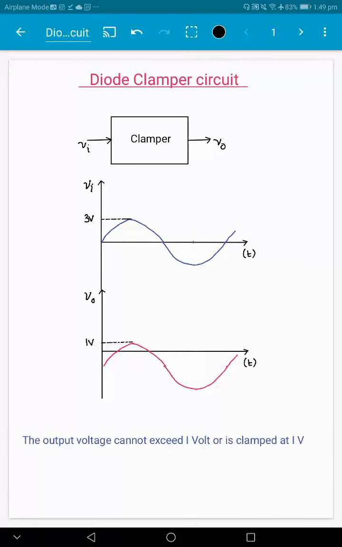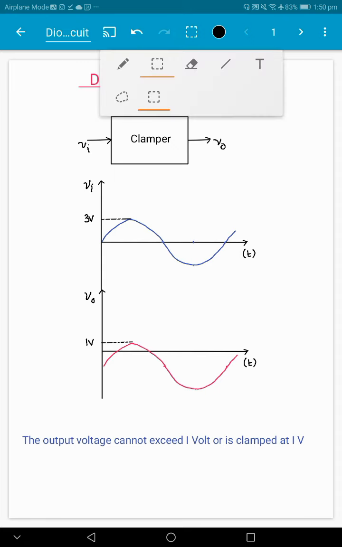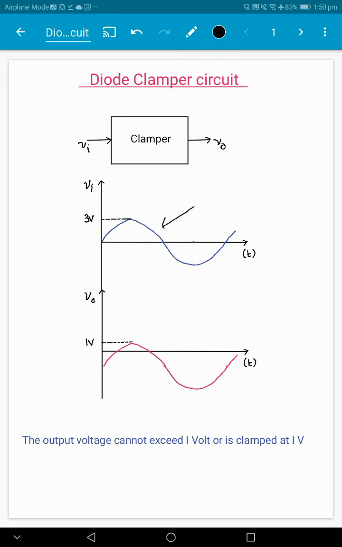Okay, so let's look at, in this particular discussion, a very popular diode circuit called the clamper circuit. Before we go into the details of how a clamper circuit works, let's try to understand what a clamper does. Often we describe the operation of the clamper with respect to a sinusoidal voltage. As an example, we show here a sinusoidal voltage with a peak amplitude of 3 volts.